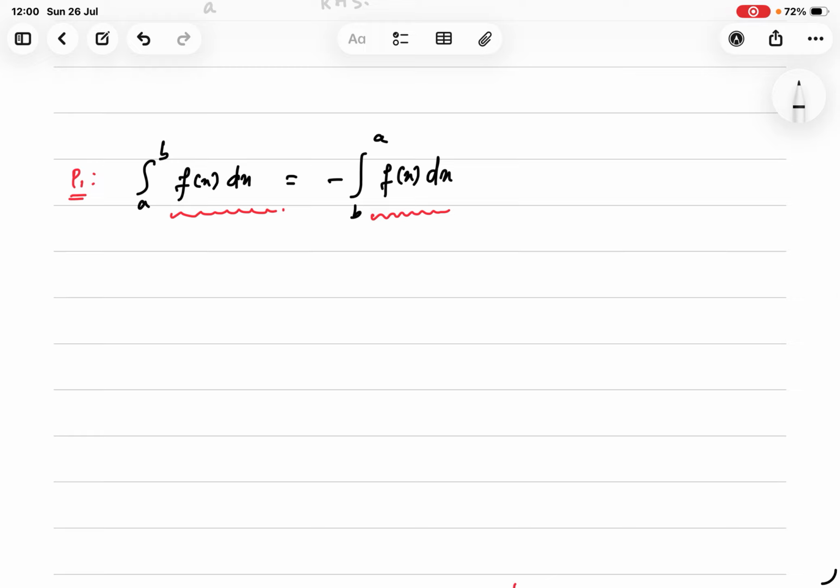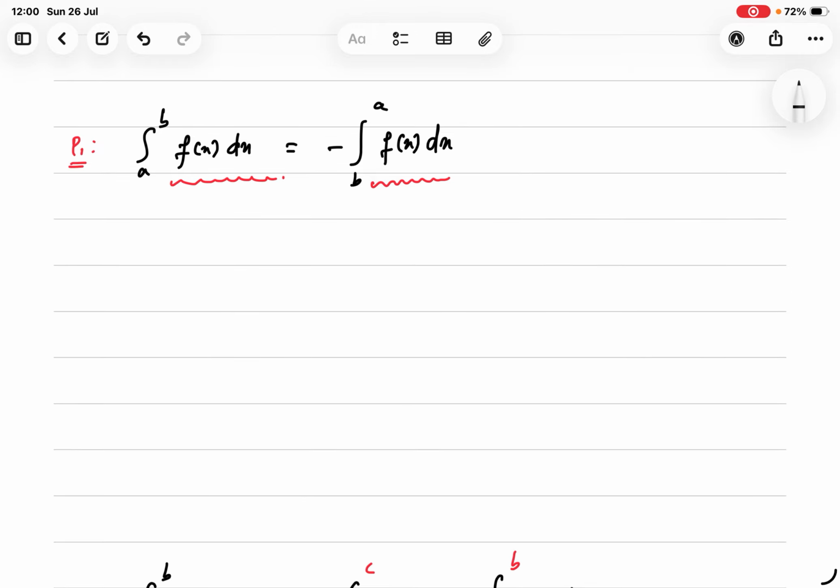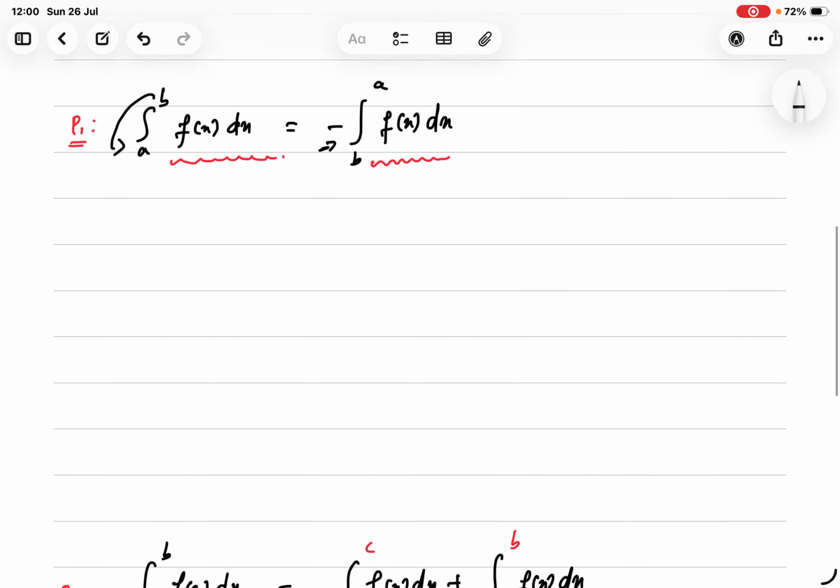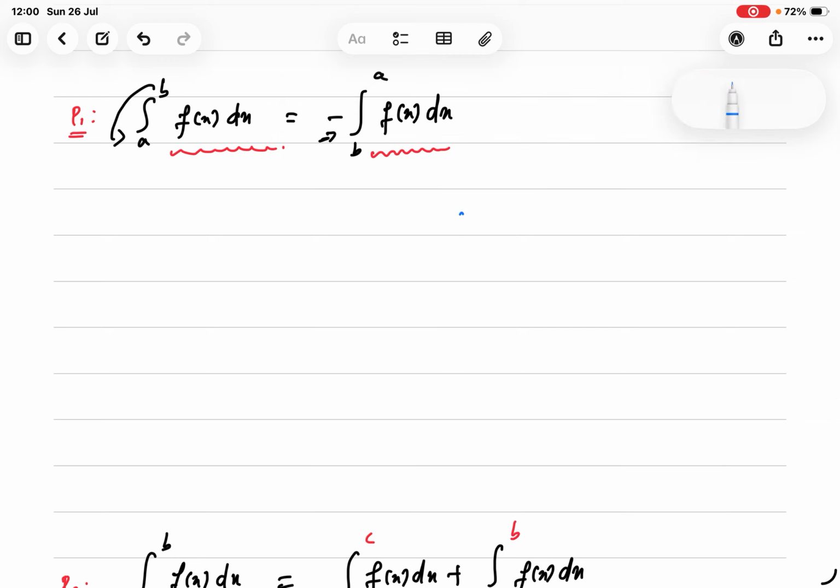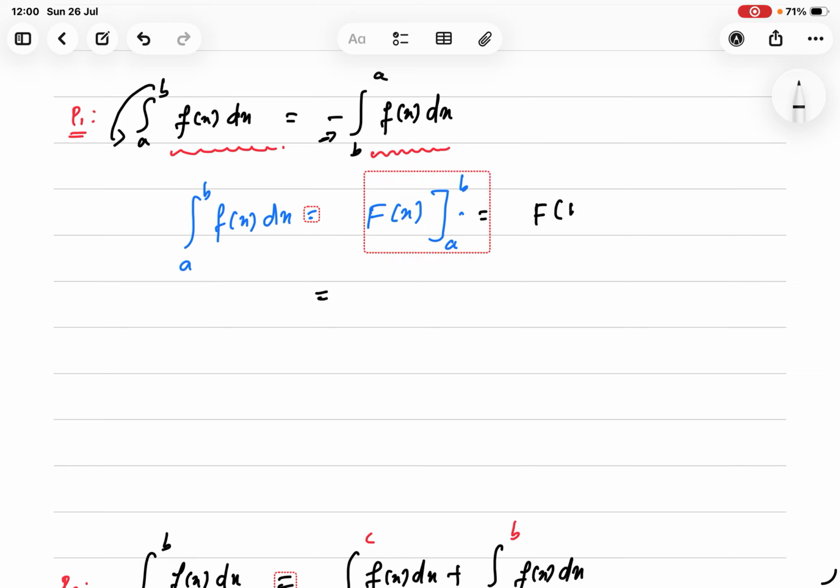The second property is about changing the range. The upper range becomes the lower range and the lower range becomes the upper range. If b comes to the lower range, then it will be minus. How does it become minus? We have to know this. Let us start with the integral from a to b of f of x with respect to x. The answer is f of x with the range varying from a to b. You substitute the higher range minus the lower range. If I take the minus common, you can write it as minus of f of a minus f of b.